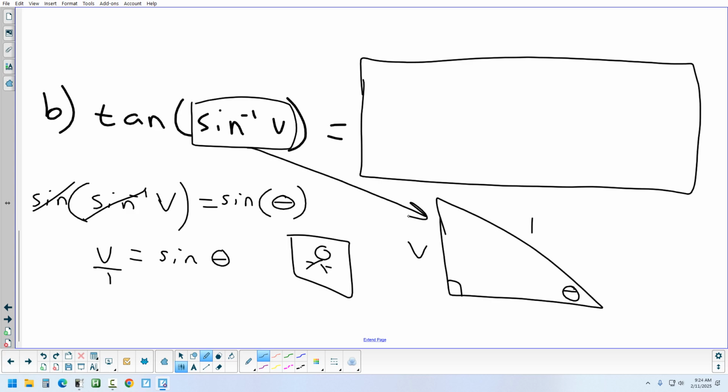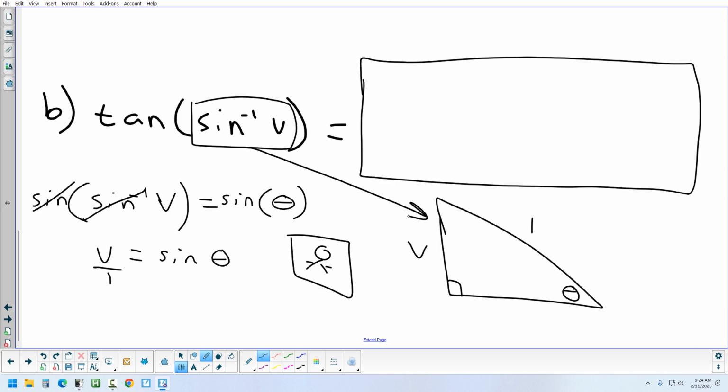And now, using the picture that we just drew for this, what is it that they gave us and they said to find? Yep, v. The tangent. We want the tangent. What's the definition of tangent? Opposite over adjacent. The problem is we don't know adjacent. So how are we going to find the adjacent?